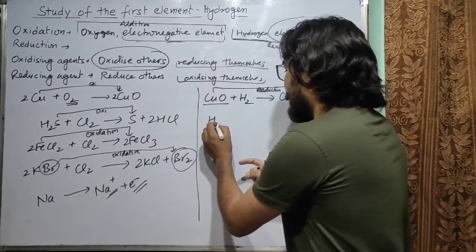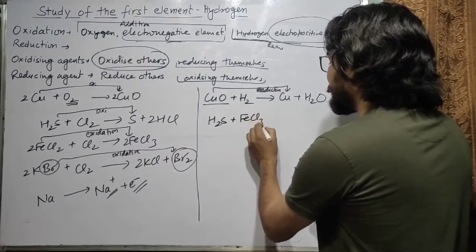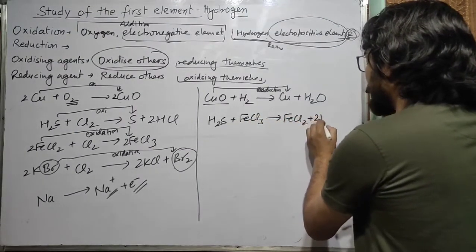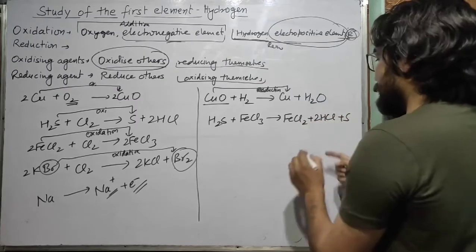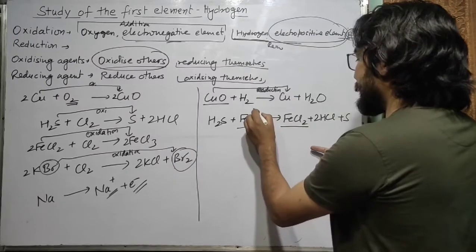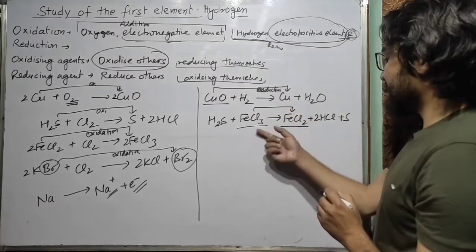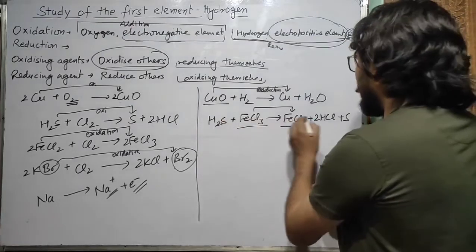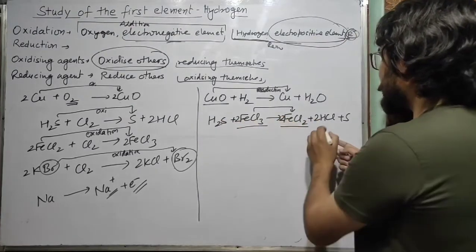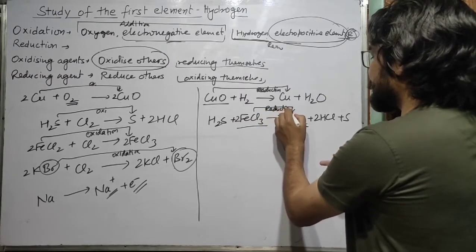So H2S plus FeCl3 will give FeCl2 plus 2HCl plus S. So you can see from FeCl3 chlorine has been removed, so it will make FeCl2. So you can balance it 2 and 2. So this is how the reduction of FeCl3 will take place.